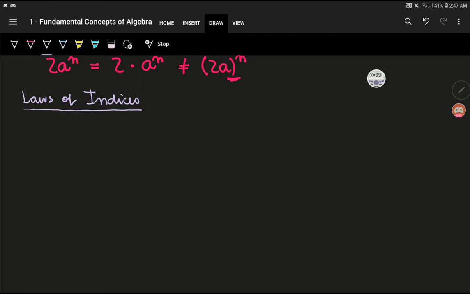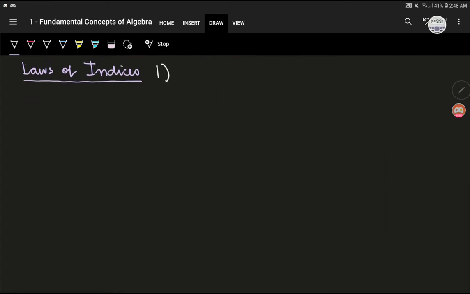First things first, the first law. We have two indices, a to the power of m and a to the power of n. These two have the same base a but different indices. When these two are multiplied, to simplify the calculation we just combine the indices in the form of a summation, m plus n.